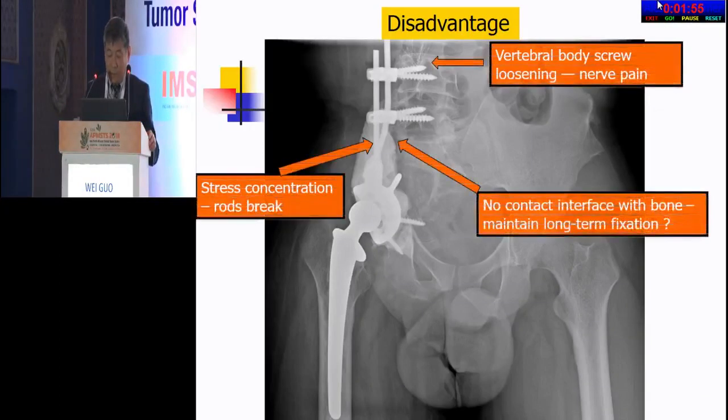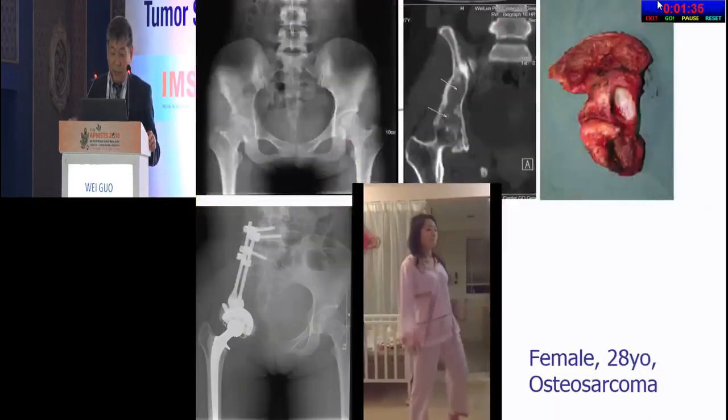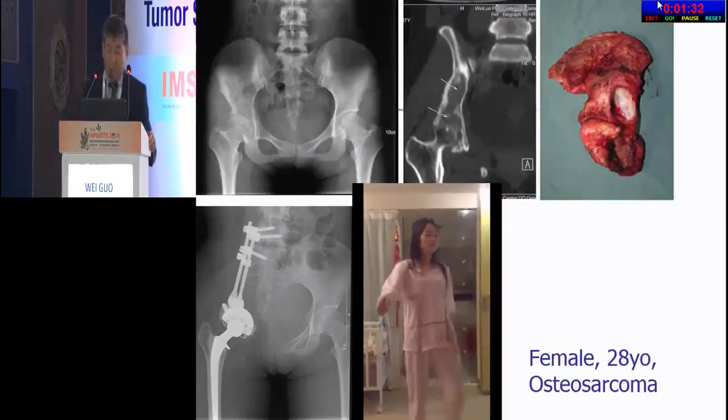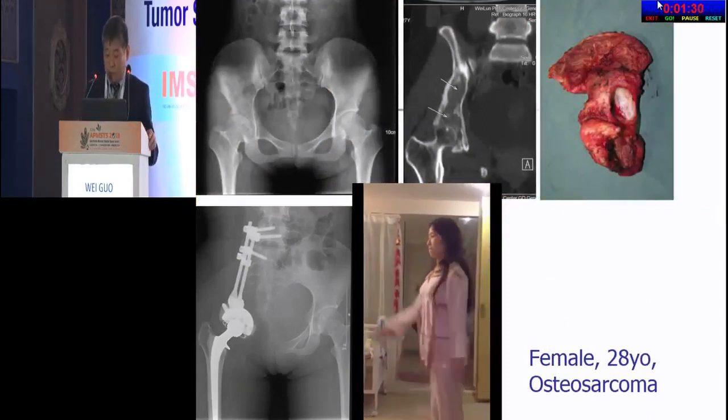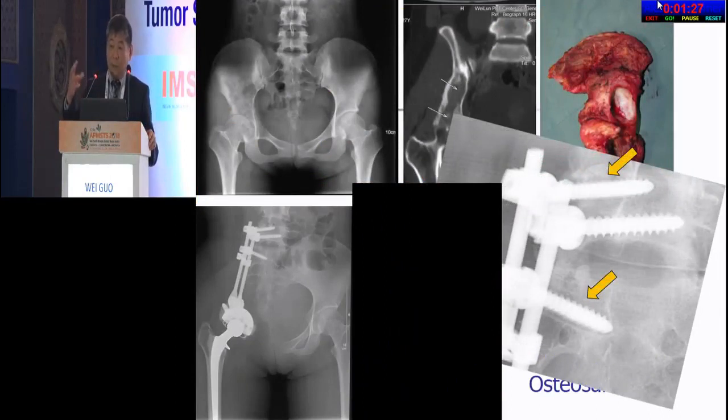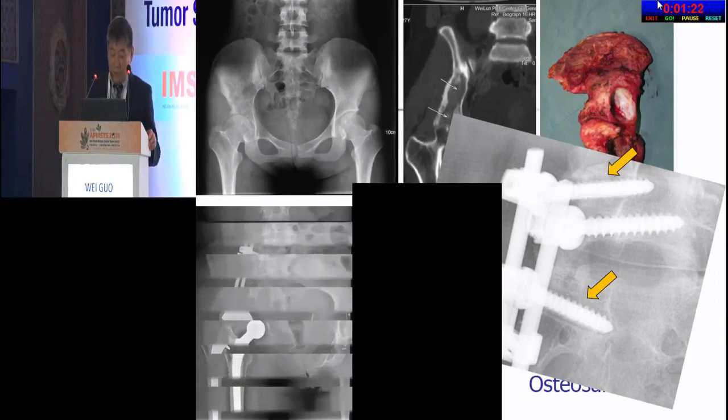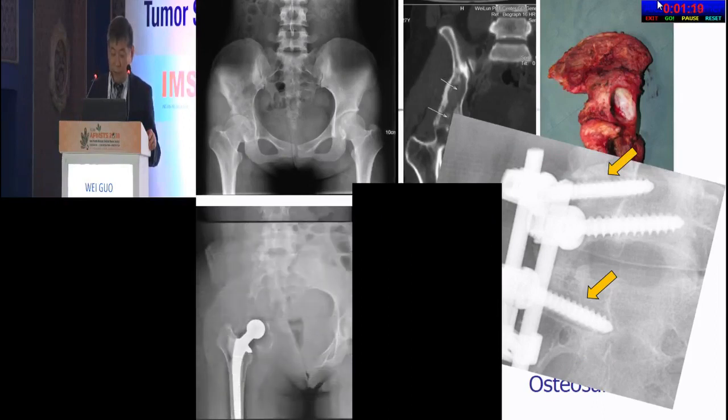Disadvantages of this prosthesis include vertebral body screw loosening, which will cause nerve pain. There is no contact interface with bone, so it is difficult to maintain long-term fixation. There is also stress concentration when the patient is walking, so the rod can break. Like this patient, a 20-year-old female, after surgery her function was good. But 1 year later the screw loosened, and the patient had severe nerve pain. So finally we took the prosthesis out.